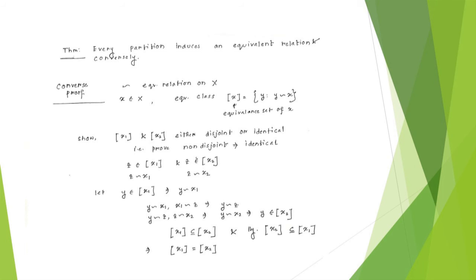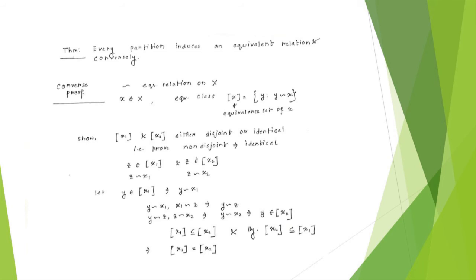By the reflexivity property, x belongs to the class X for each element x in X. So each equivalence set is non-empty and their union is X.